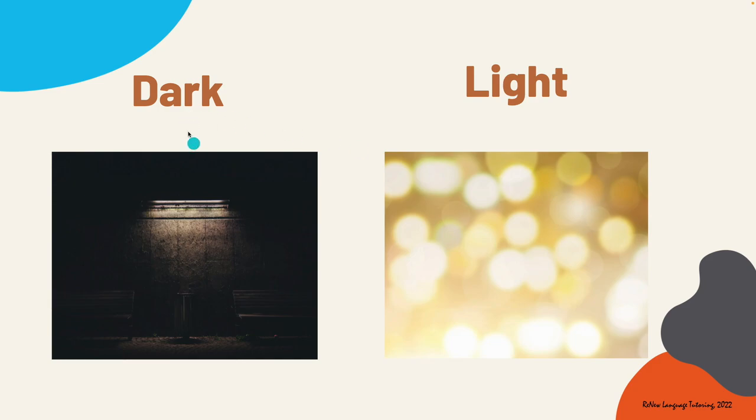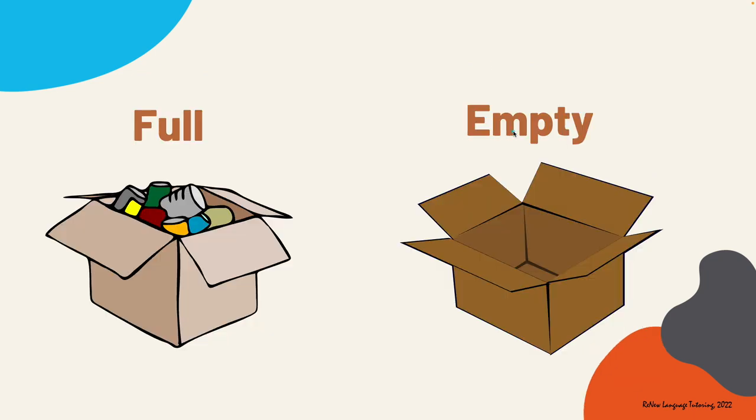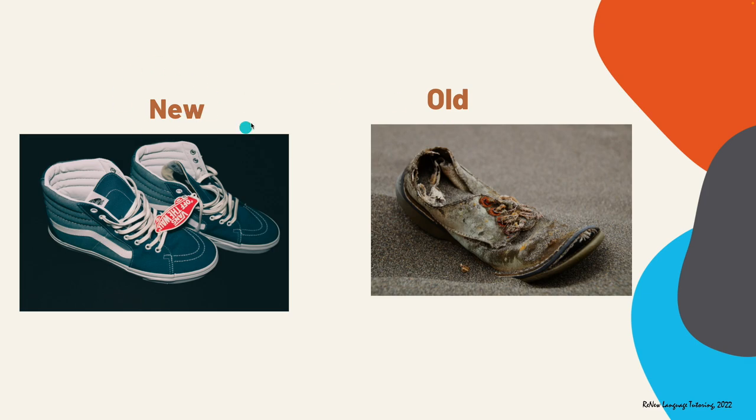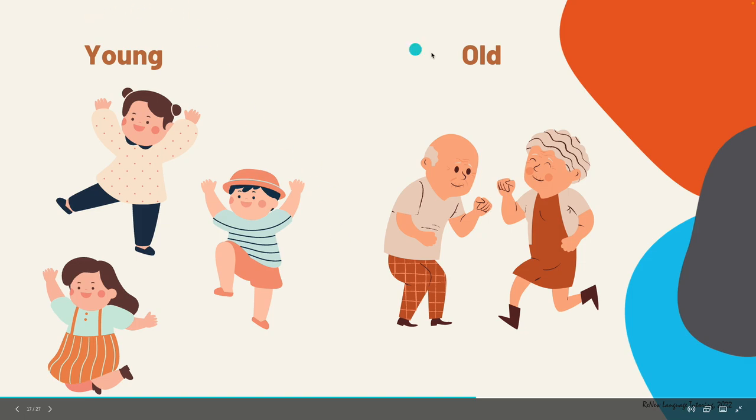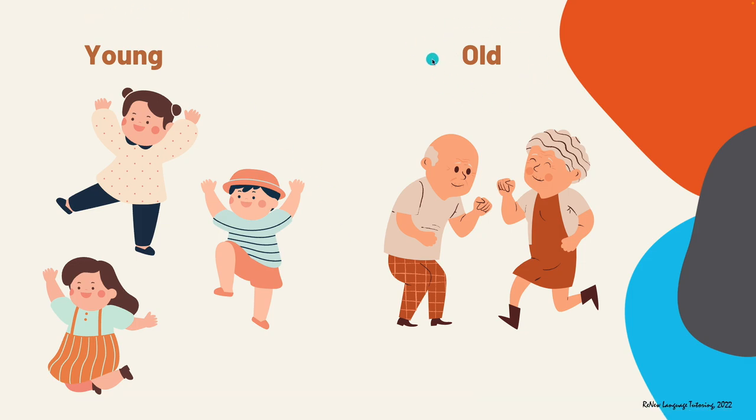Then we have dark and light. Full, this box is full, it has things in it. And empty, there is nothing in this box. Full, empty. New and old. Young, you can see all the young children, and old. So we can have young and old.